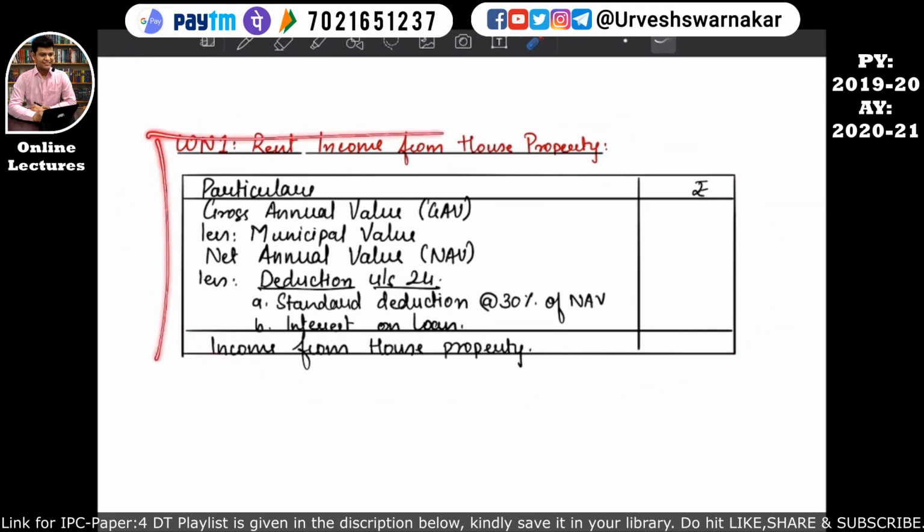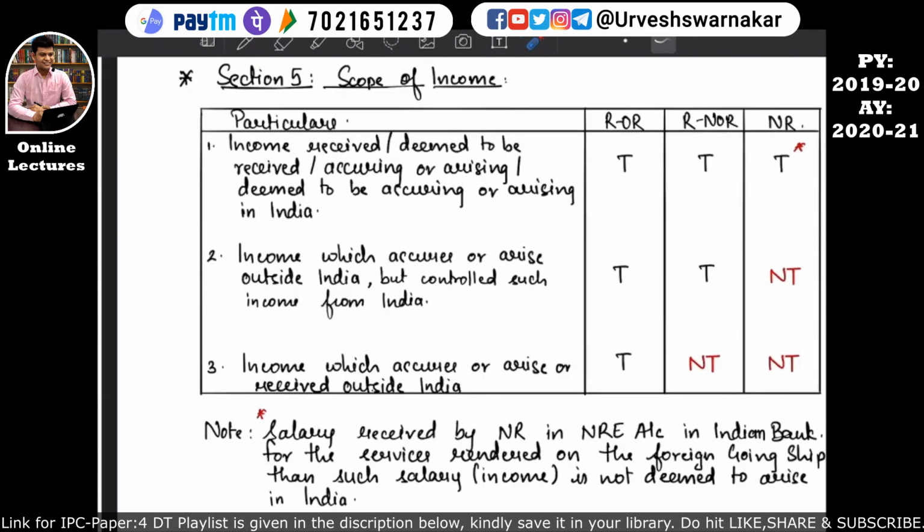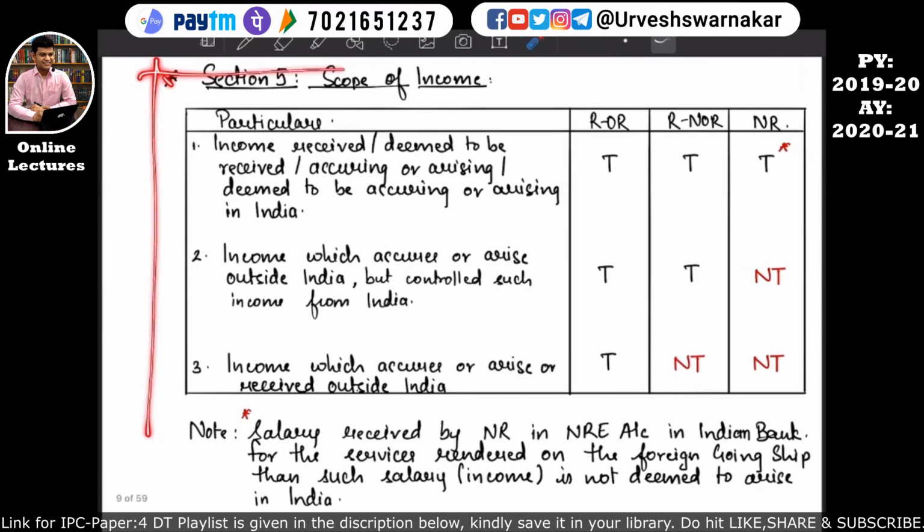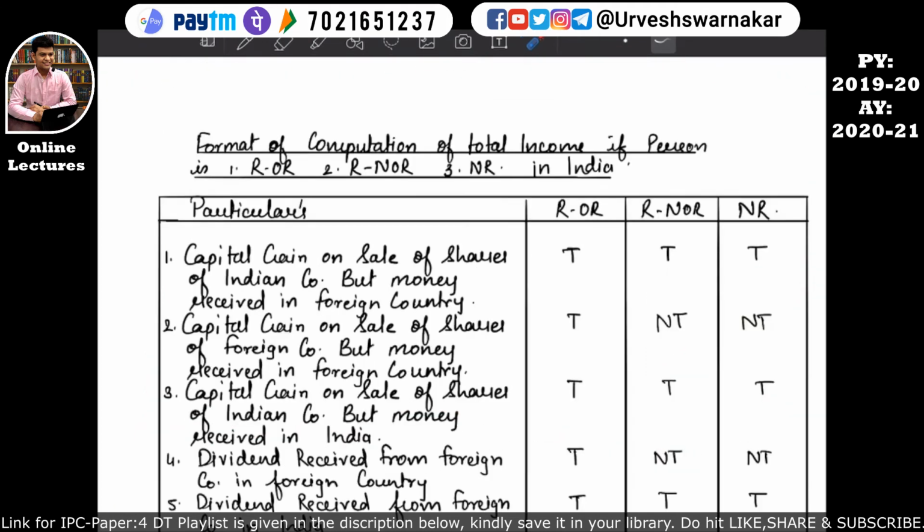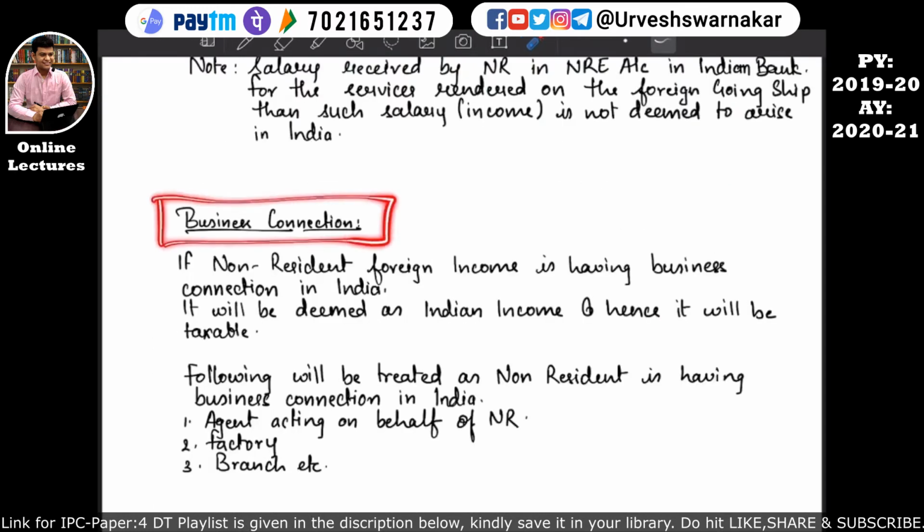It will be taxable in this manner. I hope this is quite clear to you all. Okay, so this section 5 scope of income and this table is complete, as well as the format book explanation is also complete. Okay, so let's understand this next part, that is business connection.